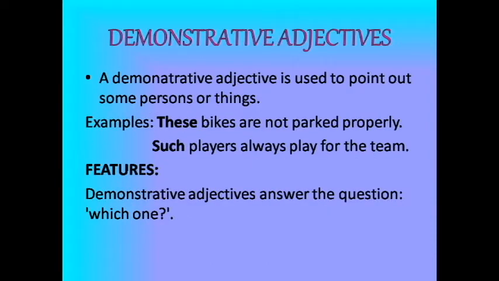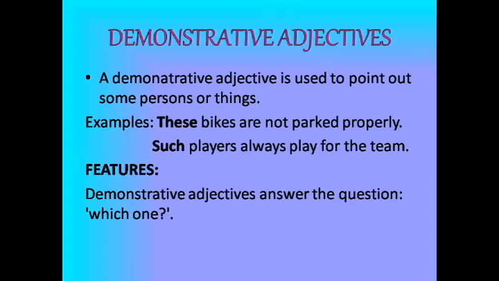The next type of adjective is demonstrative adjective. A demonstrative adjective is used to point out some person or thing. In other words, a demonstrative adjective points out a noun. For example, these bikes are not parked properly. Here, these is the demonstrative adjective of the noun bike. It is pointing out the bike. Such players always play for the team. In this example also, the demonstrative adjective is such.